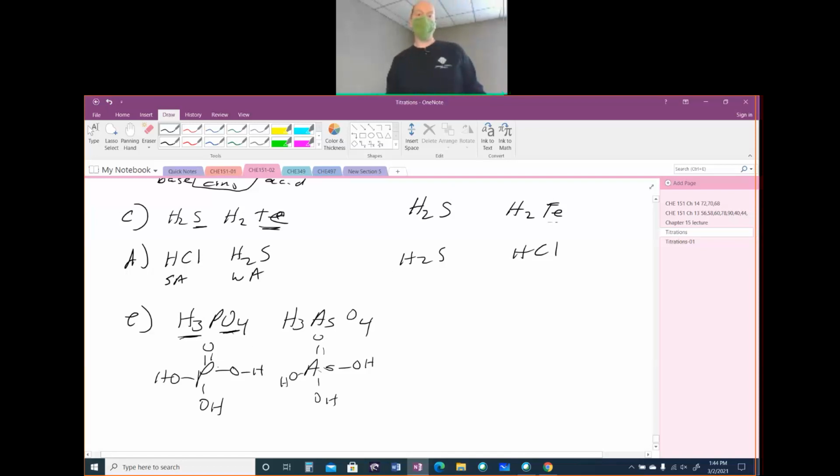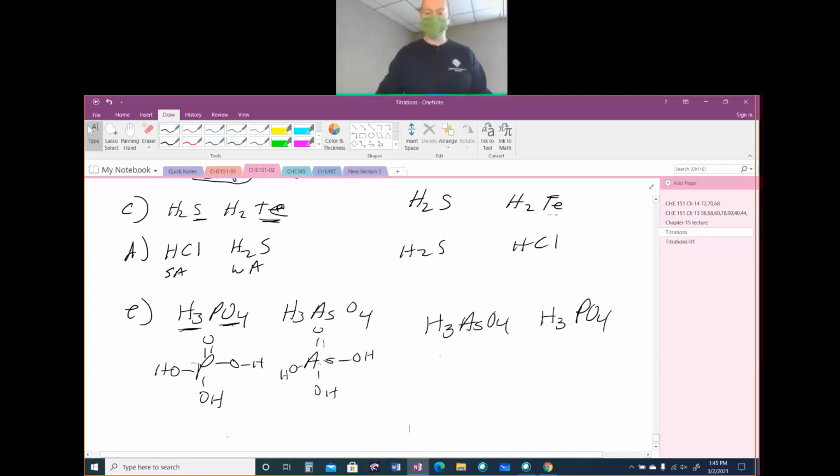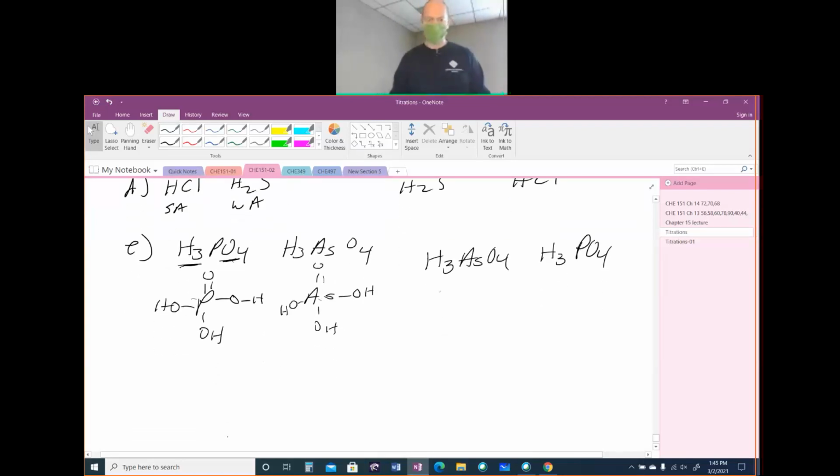So then you go with the electronegativity. And so since P is more electronegative than your As, the H3PO4 is a stronger acid. So the weaker is H3AsO4, and the stronger is your H3PO4. The analogy here, if you don't remember this one, you can go and do two that are much easier, but would have the exact same rule.